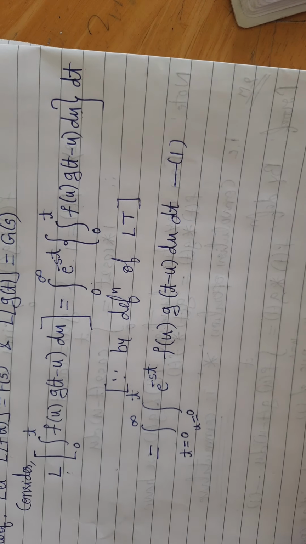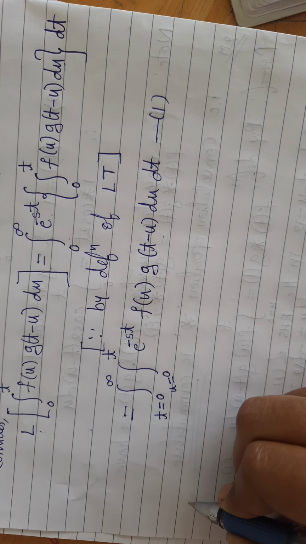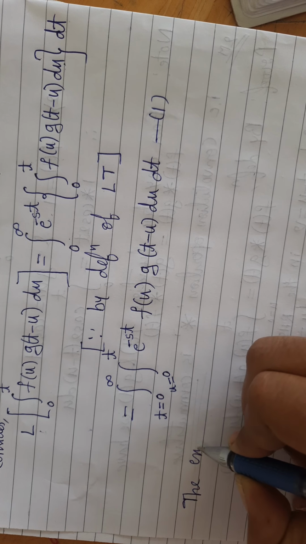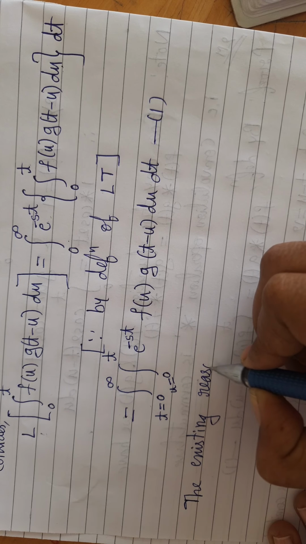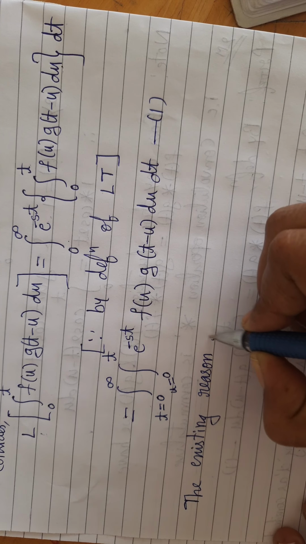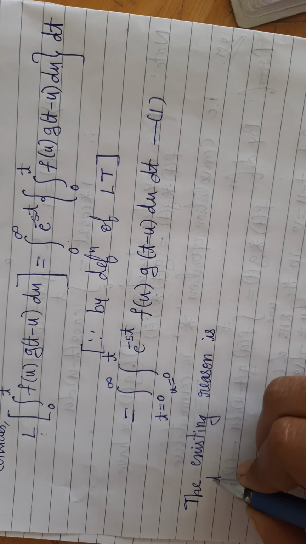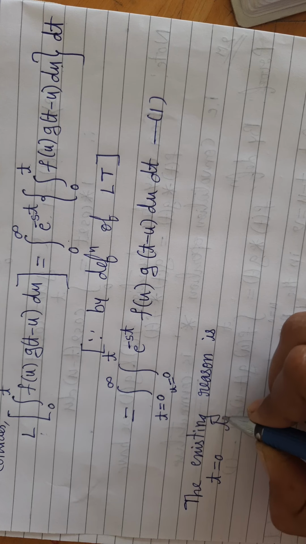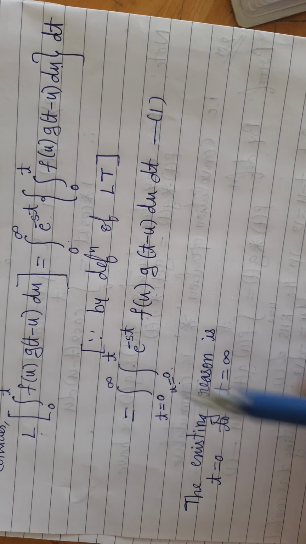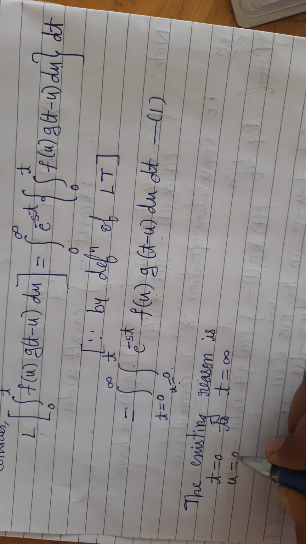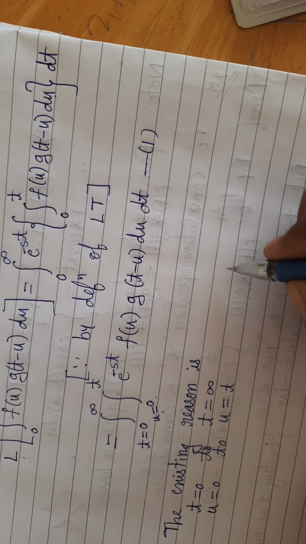So here we will make use of a diagram. First I will write the existing region. The existing region is what you have, t equals 0 to infinity. So I will mention t equals 0 to t equals infinity, then u equals 0 to t. You write u equals 0 to u equals t. I will show you in the figure.